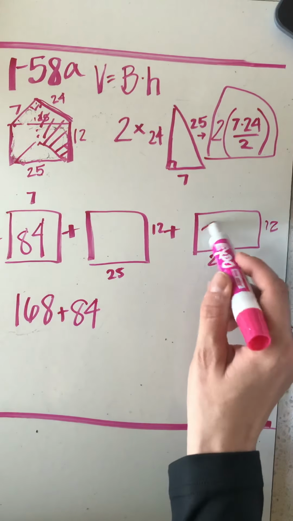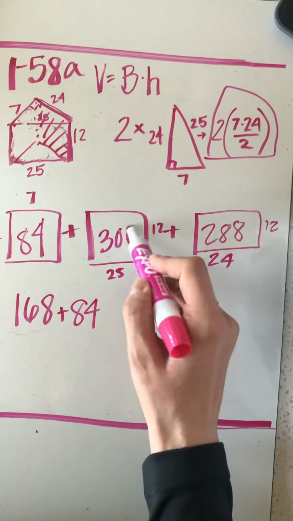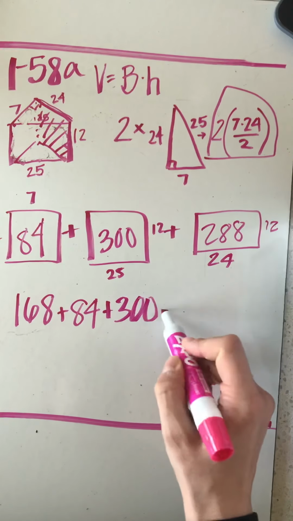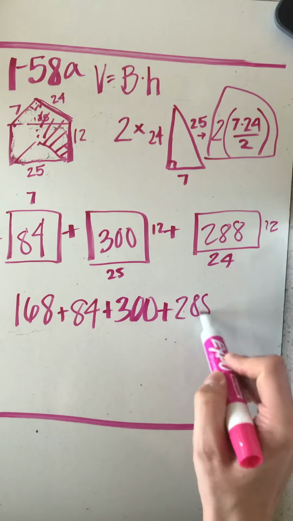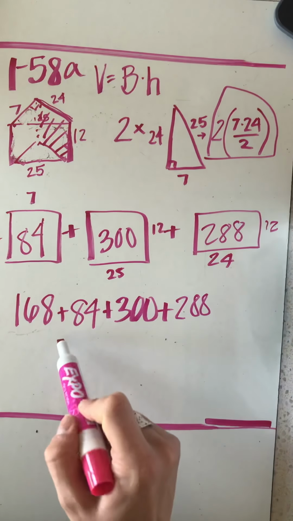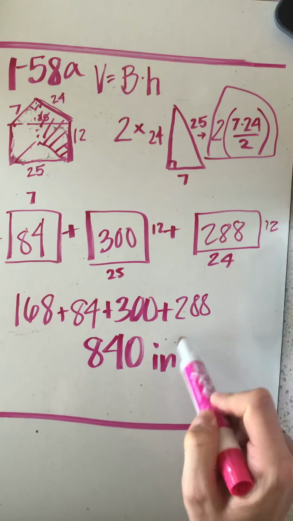24 times 12 is 288. 25 times 12 is 300. So add all those numbers together, because you're just trying to figure out the surface area, right? So all the faces that are showing. And then you get your answer of 840 inches squared.